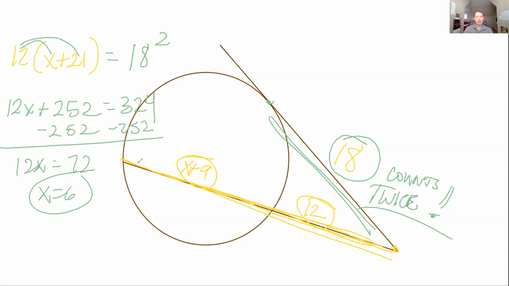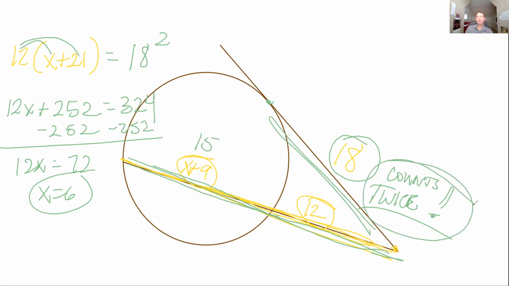So this leg right here, 6 plus 9 makes 15. Now, you might be tempted to think, wait a minute, 12 times 15 doesn't make 18 squared. You're right, but 12 times 27 does. Okay? So with a tangent counting twice, you're going to square that one tangent length.